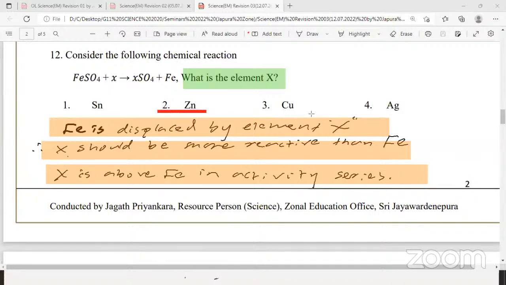For the single displacement, so what is this reaction? This is a single displacement reaction. That also, if you want, you can write here about this reaction. For the single displacement reaction to occur, the metal added should be what? More reactive than the one in the solution.